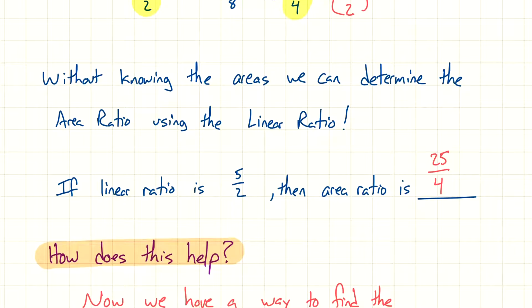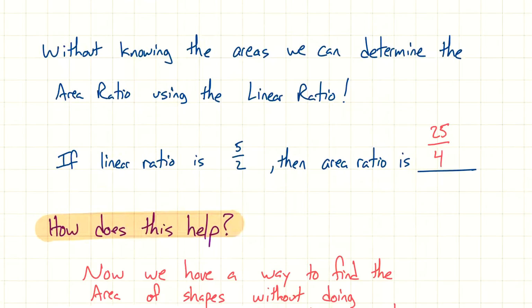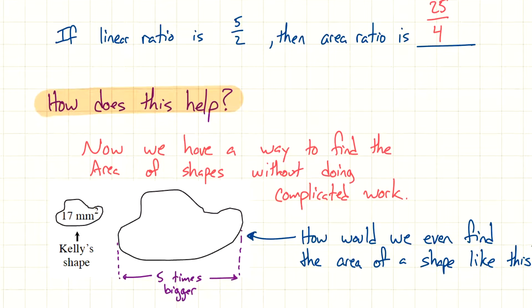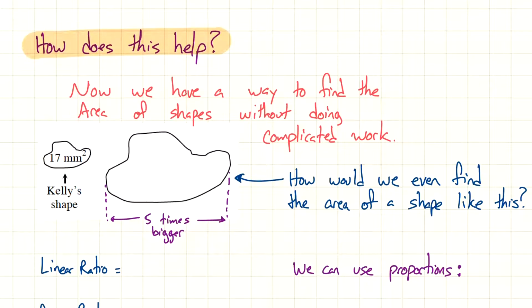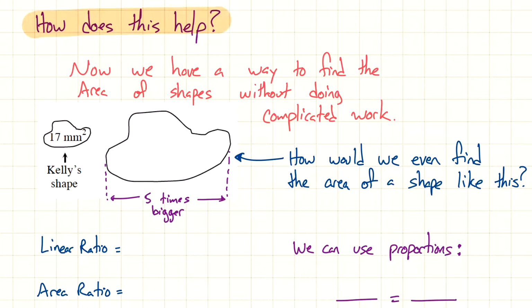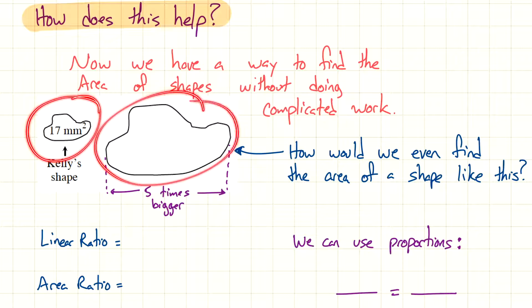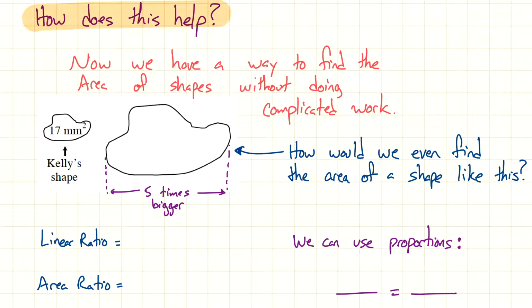Okay, so how does this help? Why do we even want to know an area ratio? We figured out the area ratio without even knowing any areas. Well, now we have a way to find the area of shapes without doing complicated work, and more so with shapes that are not common shapes. I'm not even going to get into pentagons or weird triangle or quadrilateral shapes. There are other shapes that we could probably figure out with some work.